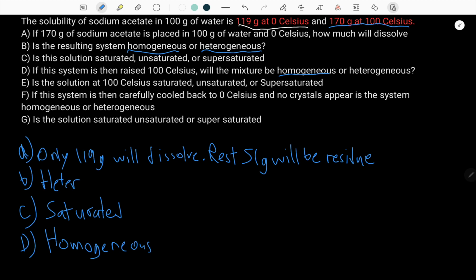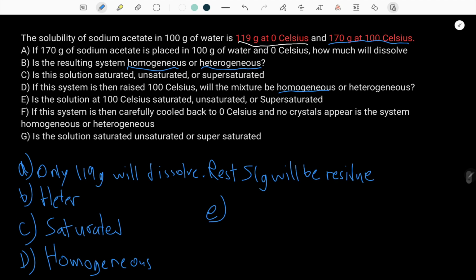And then what is the next question? E is going to be again saturated because we dissolve the maximum amount, which is 170. And then F is saying if this system is okay. So now this is going to be the supersaturated question.